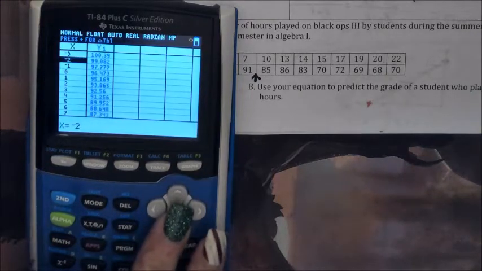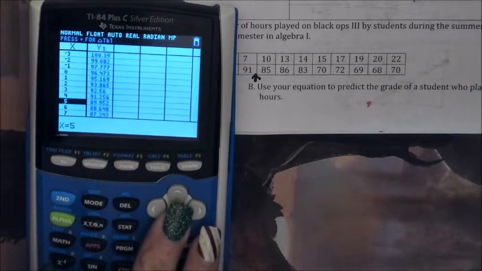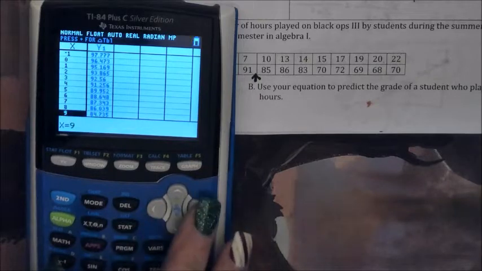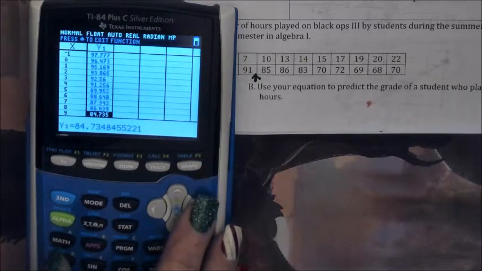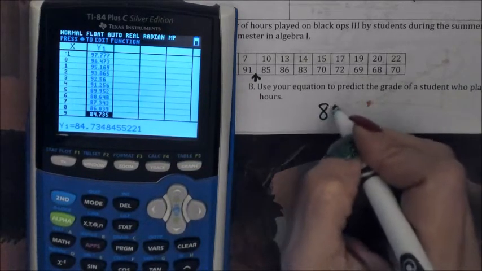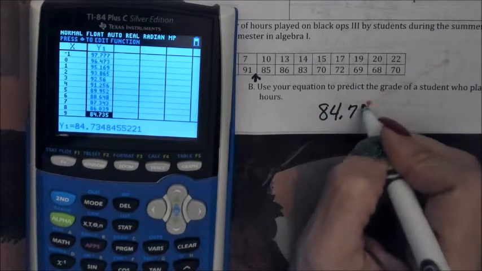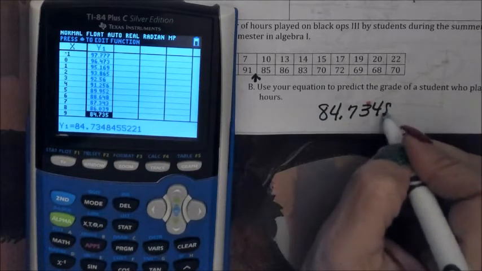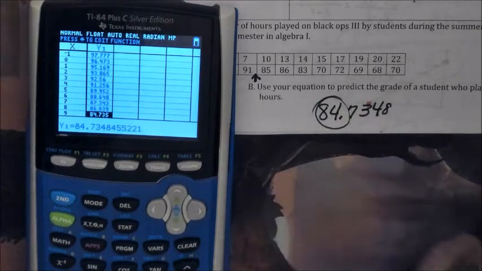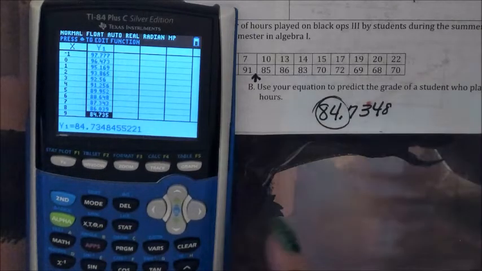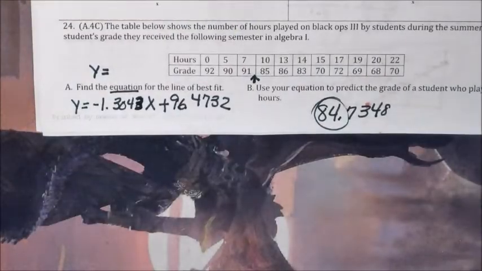There we go. I want to go down. If x is 9, what should I get? Ooh, 84.7. That's a lot lower than I thought. 84.7348. Or 84.85. Yikes, that's not very good. All right.